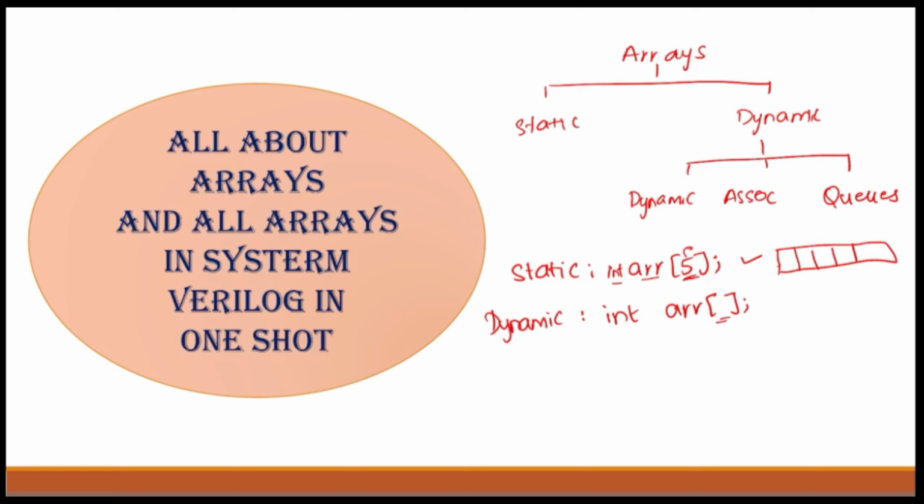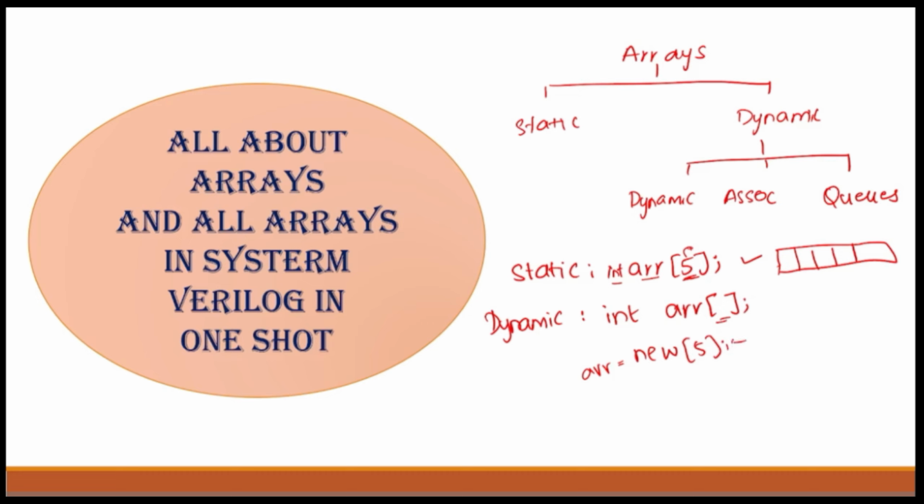Then it will wait to create the memory allocation during the simulation time. In order to declare the size in the simulation, you have to use the new method. So what you will do? arr equal to new of 5.